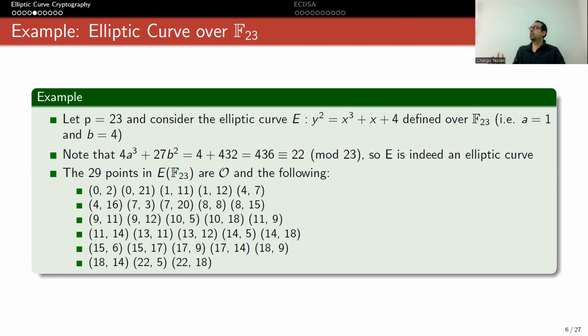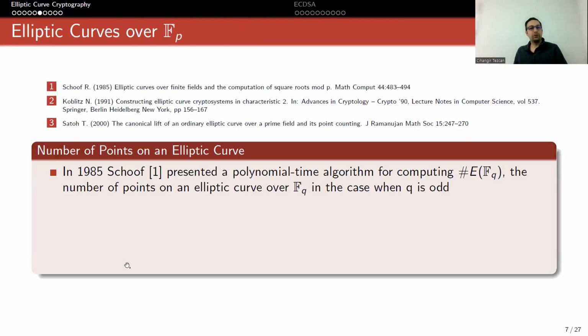But I need to know how many points I have on the elliptic curve, because that will be my group size. Recall that the whole security relies on the size of this. And I want it to be like a 256-bit group, unlike RSA where you need 3000-bit groups. So how do you count the number of points on an elliptic curve?